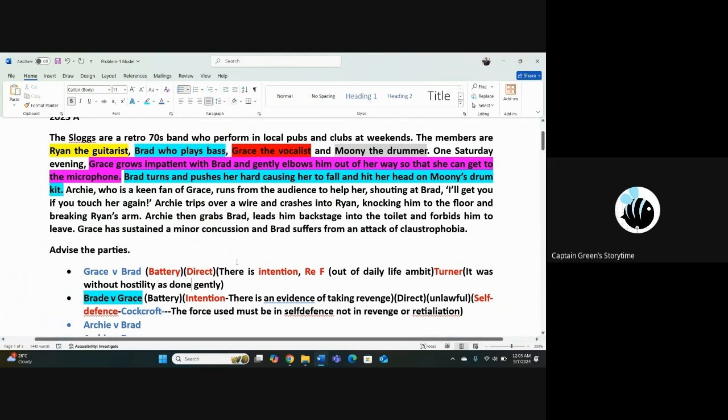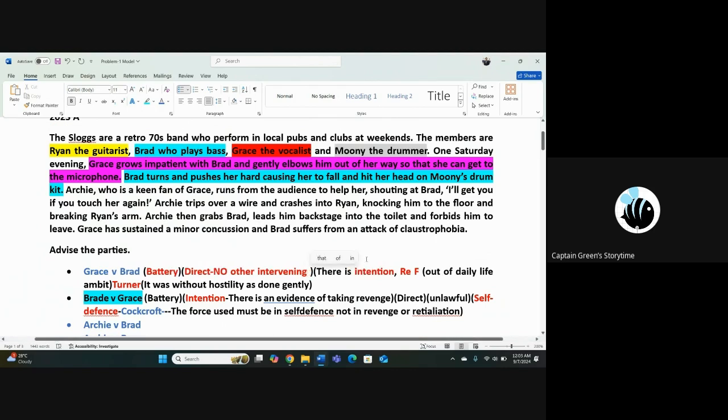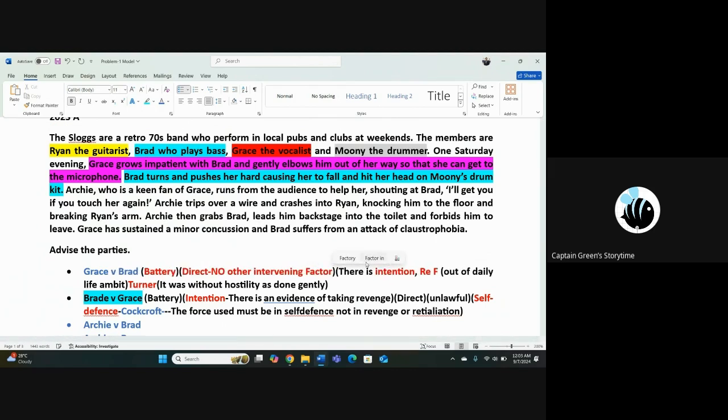Okay, write it down. No other intervening, pardon for spelling mistakes, intervening factors. Thus, it is direct. Now, coming to the next important element, which is intention. Now, you have to give two views in here. One should be against and one should be in favor, and then conclude it.